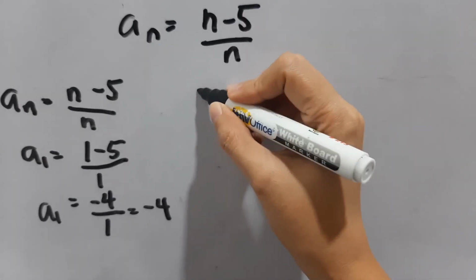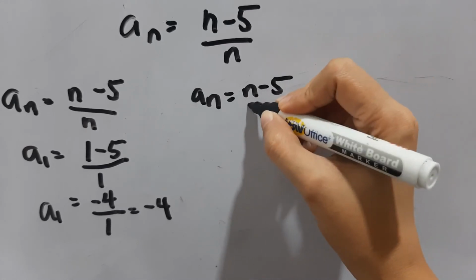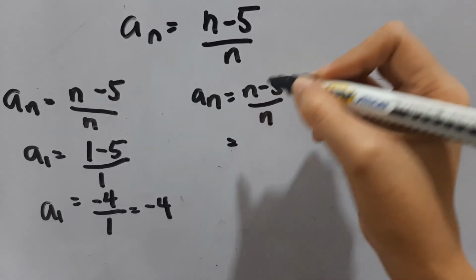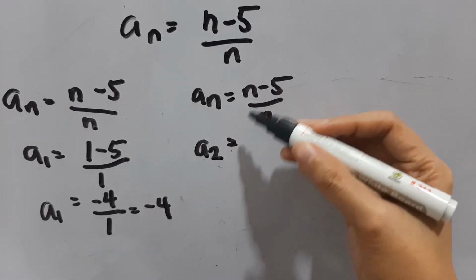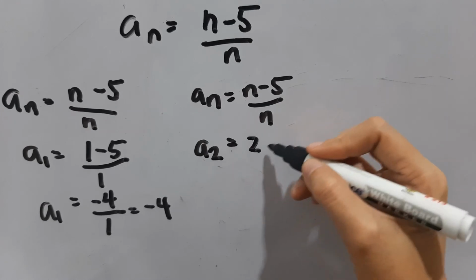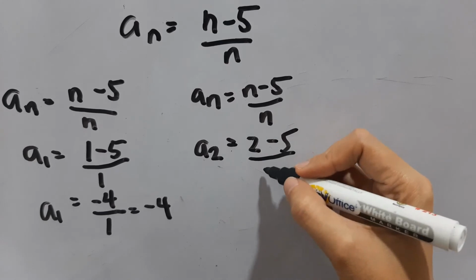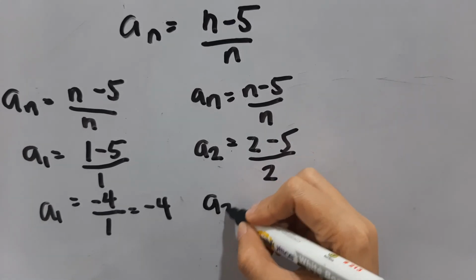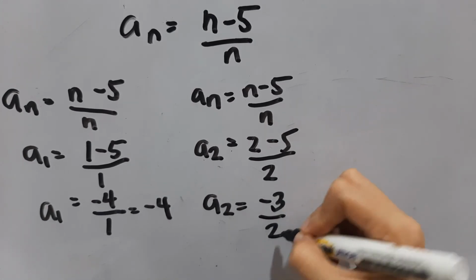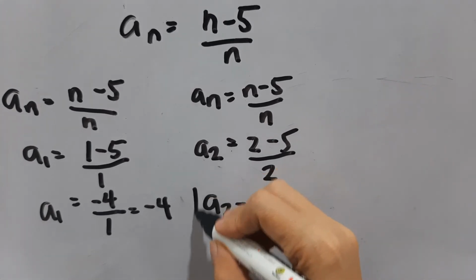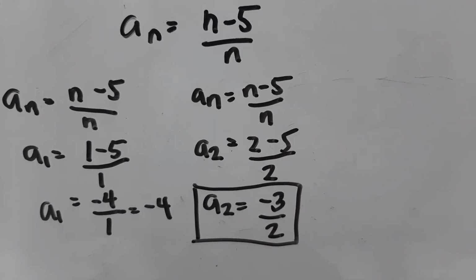Next, second term. n minus 5 over n. Copy the original formula and solve for the second term. So, just replace the value of n with 2 minus 5 over, replace the n. So, we have a sub 2 equals 2 minus 5 is negative 3 over 2. Since this is already in its lowest term, the answer is negative 3 over 2.